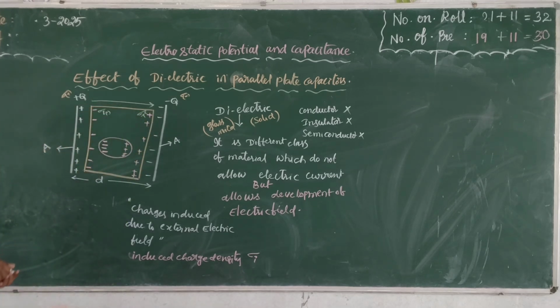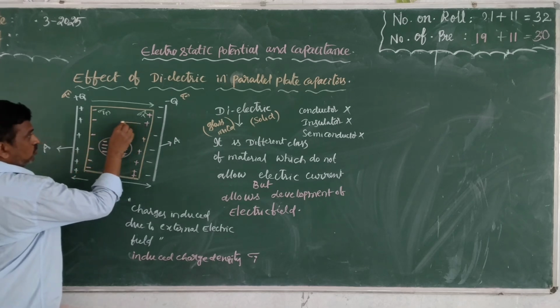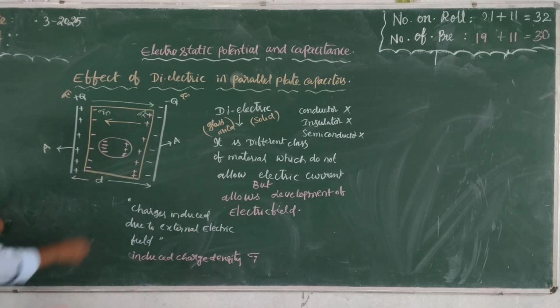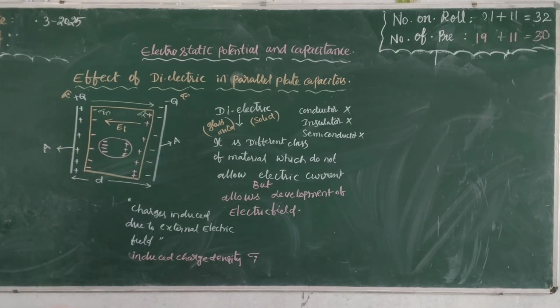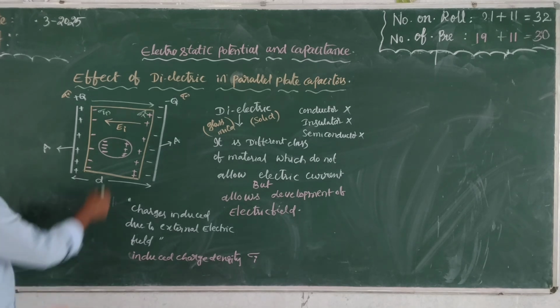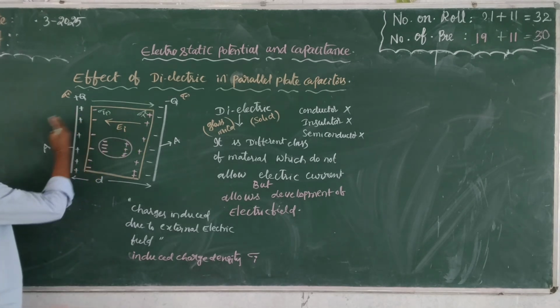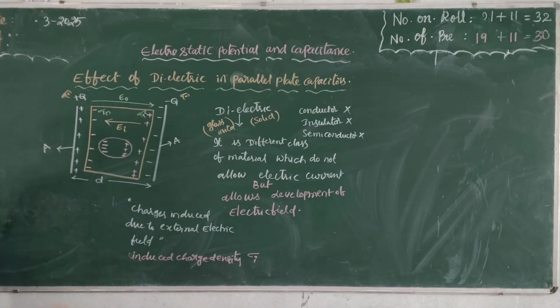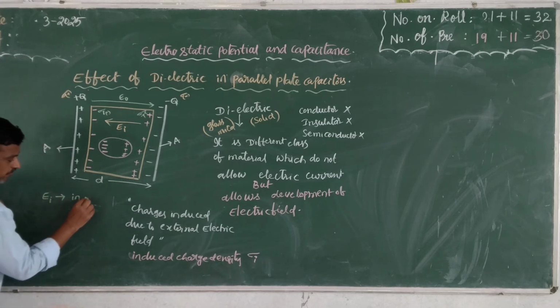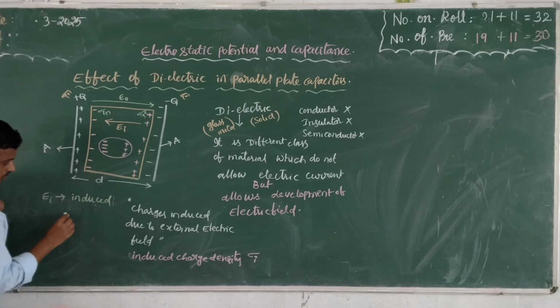What is the electric field direction now? Always positive to negative. It is the induced electric field, which is due to the induced charge densities. Now it is plus to minus, so this is the direction of the induced electric field. This is the direction of the external electric field. So E naught is the external electric field, and I write here E I, the induced electric field.